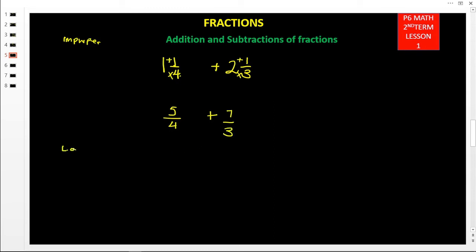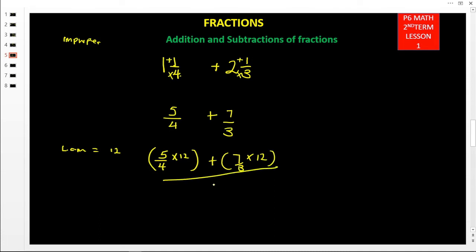Now here we are getting the LCM. Then the LCM becomes 12. Then this is 5 out of 4 times our LCM, which is 12. Then plus 7 out of 3 times 12, over our LCM, which is 12. So how many 4's are in 12? There are 3. Then how many 3's are in 12? There are 4. Now 5 times 3, we are getting 15. Then plus 7 times 4, we are getting 28 out of 12.